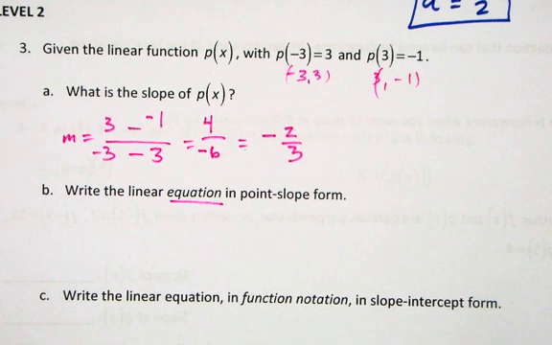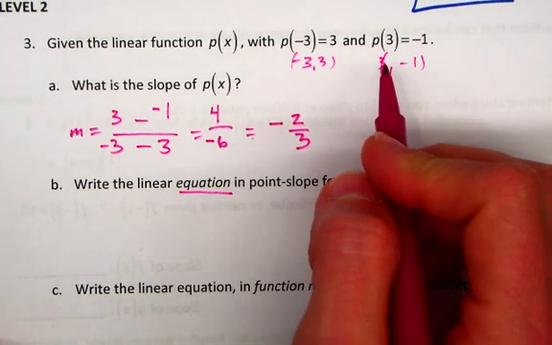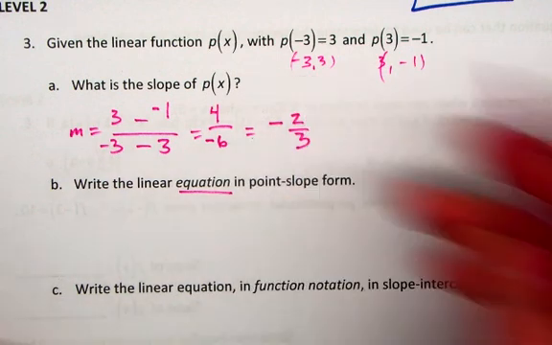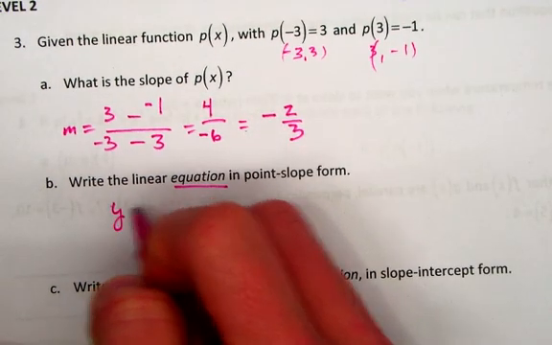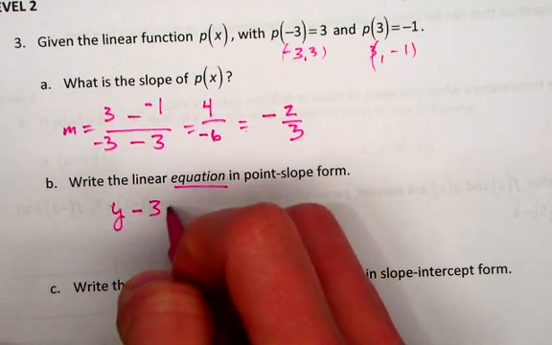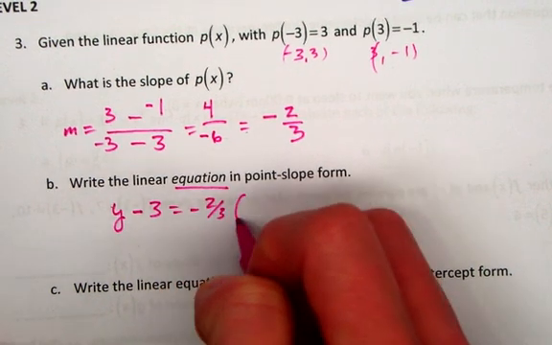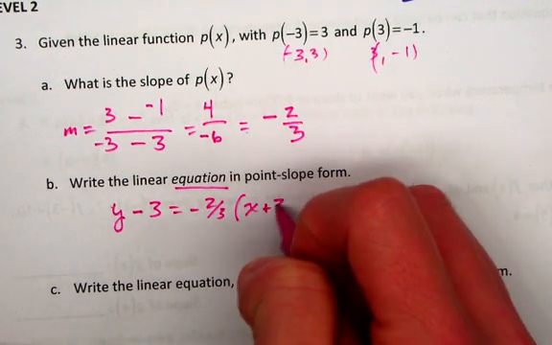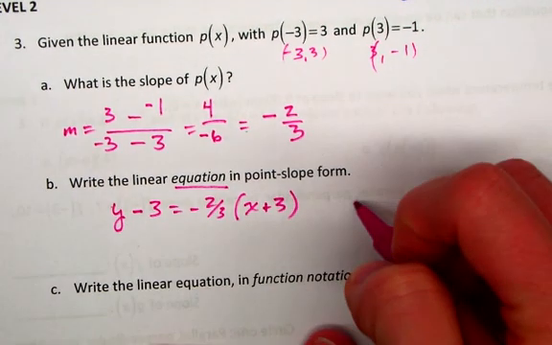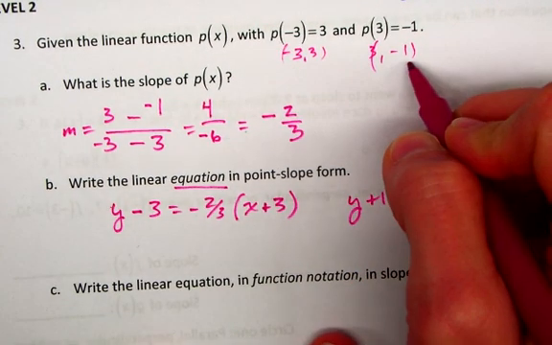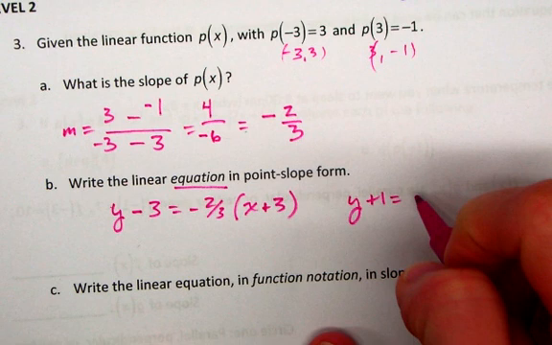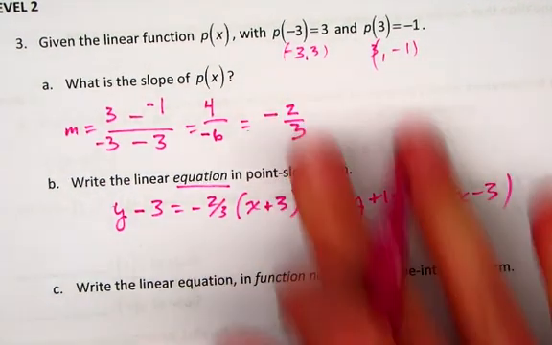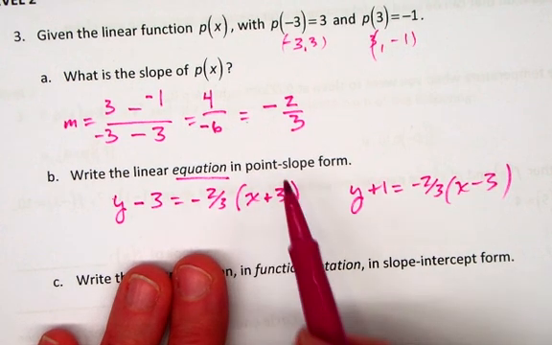Then we're going to write the equation in point-slope form. To write this in point-slope form, we need to pick one of the points. So we'll go ahead and do this first one. You can do y minus the y value equals the slope times x minus the x value, so that's going to be +3. Or the other one you could have had was y plus 1, so y minus -1 equals -2/3 times x minus 3. So these are the two equations that would fit the point-slope form.